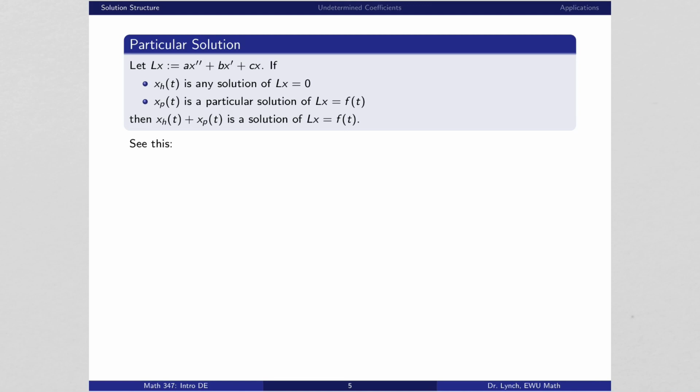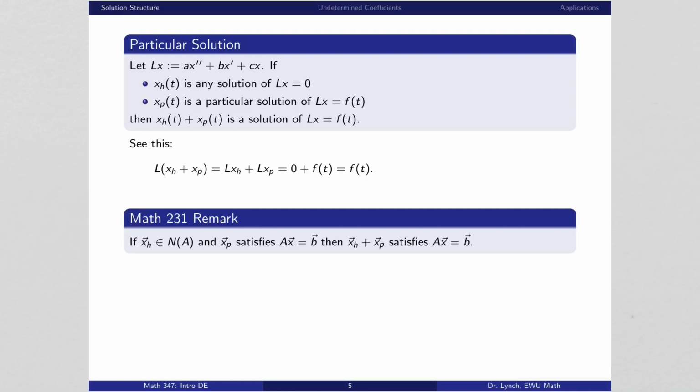And you can see this just by plugging in that sum into our differential equation, which once again we'll represent here by operating on the sum with L. So of course, L acting on xh plus xp by linearity is Lxh plus Lxp. Now we know that xh is a solution of the homogeneous equation, so it pops out 0. On the other hand, we know that xp is the solution of the non-homogeneous equation, so it pops out f of t, and we can see that the sum yields Lx equals f. It's a solution of Lx equals f.